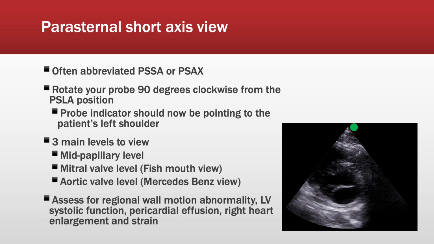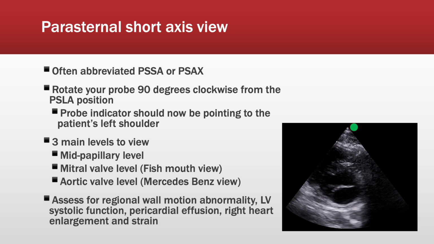Usually when obtaining the parasternal short axis view, the first parasternal short axis level that is going to come into view is the mitral valve level. This level is also known as the fish mouth view, as the opening and closing of the anterior and posterior leaflet of the mitral valve resemble the opening and closing of a fish mouth.